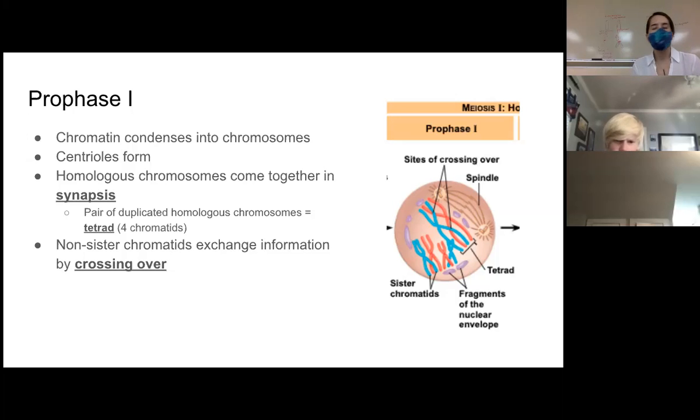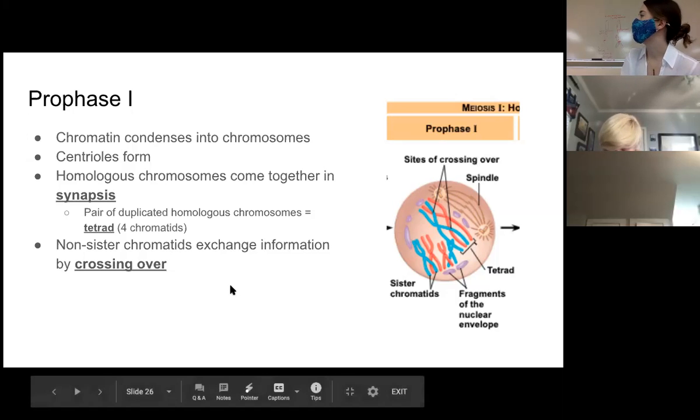All right, in prophase 1, this is our first step. Making chromosomes, just like we did in prophase and mitosis. We are forming our centrioles, putting our spindle fibers together with our centrioles, just like we did in mitosis. And the thing that's different in meiosis is this last part. Homologous chromosomes come together in synapses.